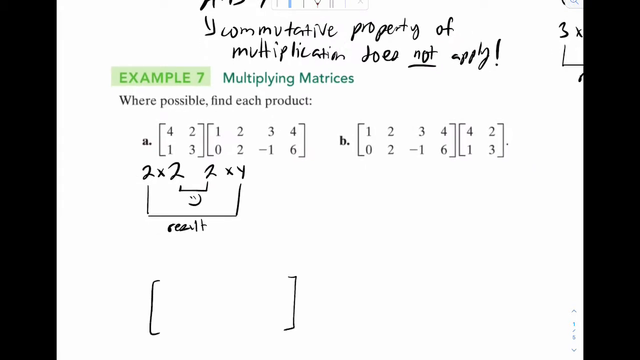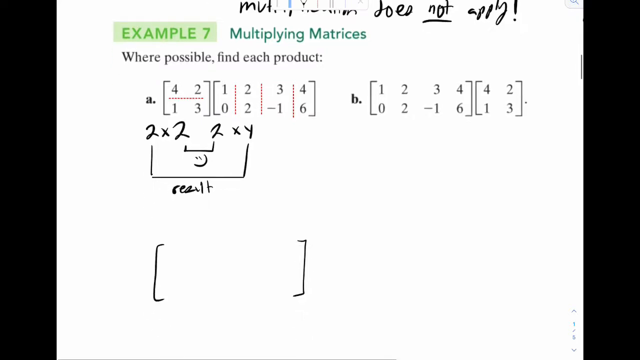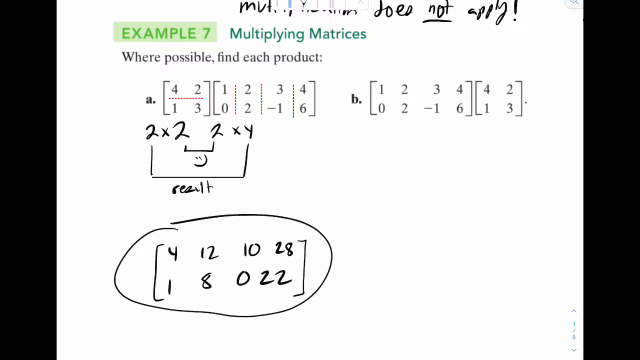And again, always do this. On your tests and quizzes, if you do this, it's showing me that you're paying attention. Separate the rows, separate the columns. Okay, so let's just do that. So the first entry is going to be 4, next one 12, 10, 28. And this is the same pattern we've been doing. It's 1, 8, 0, 22. So that's our answer once you multiply these two together.